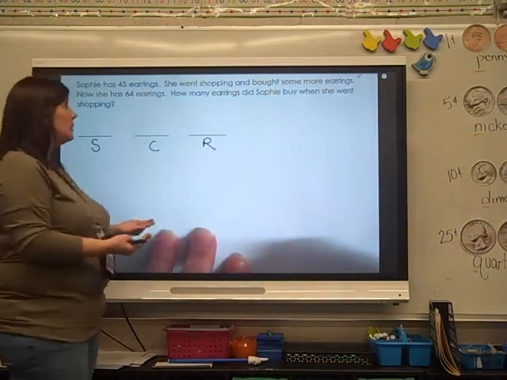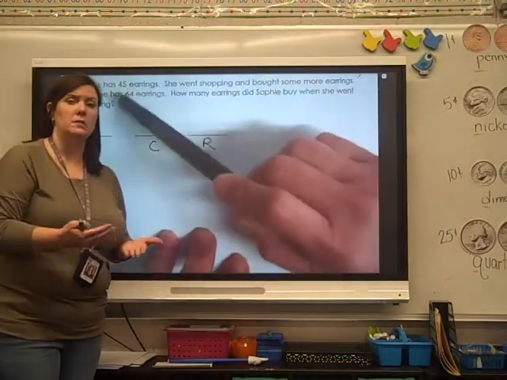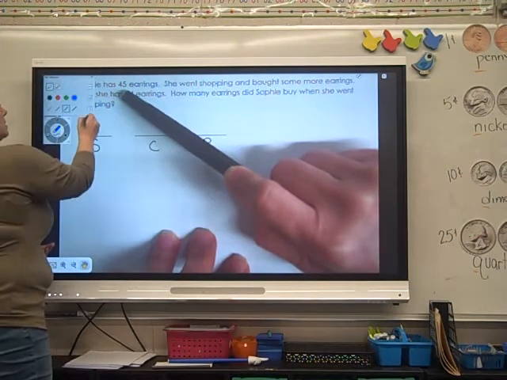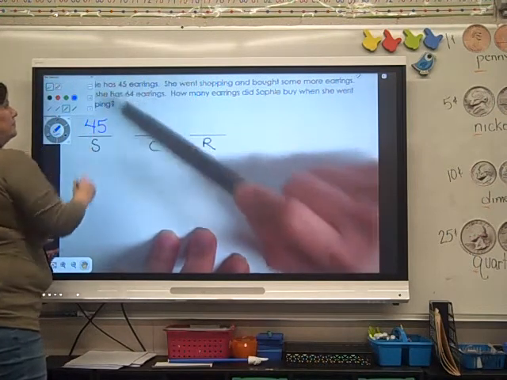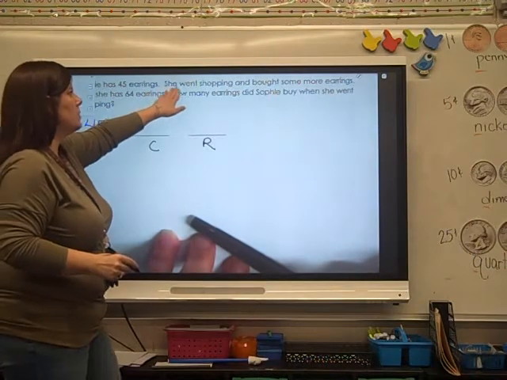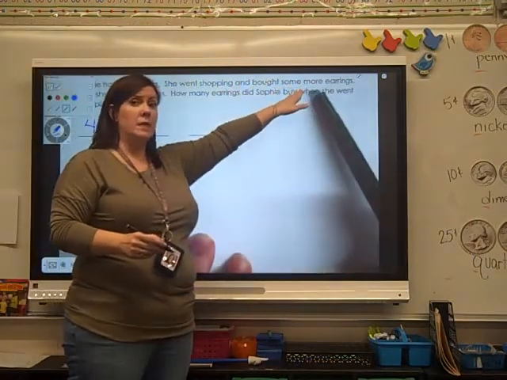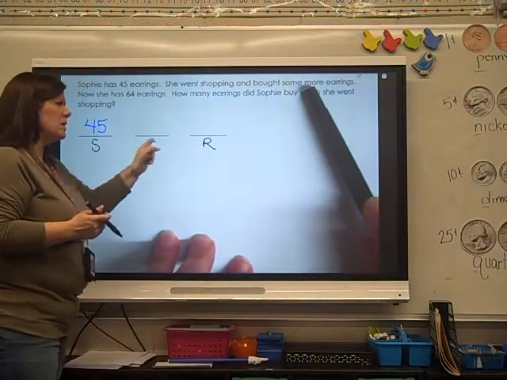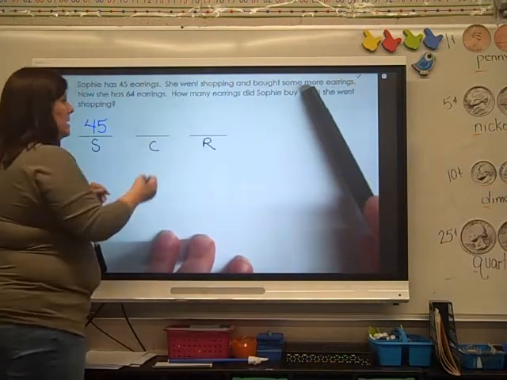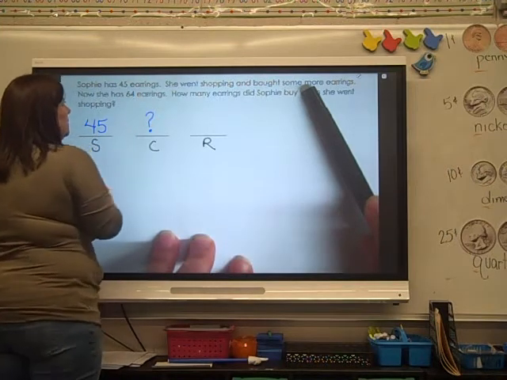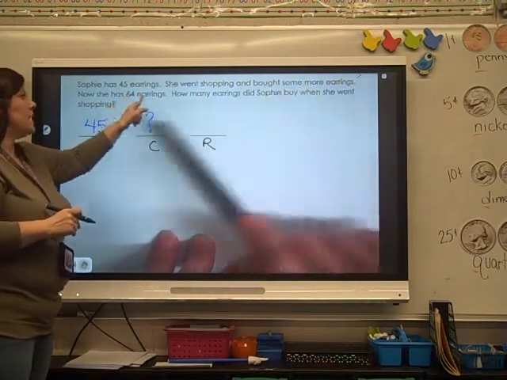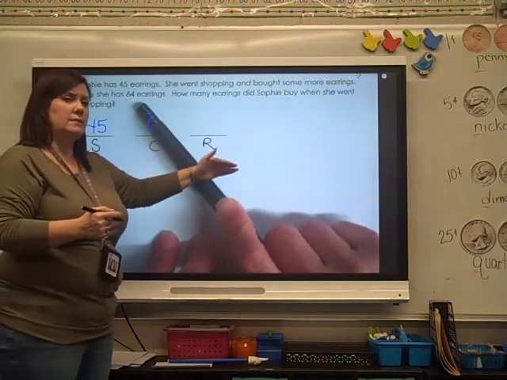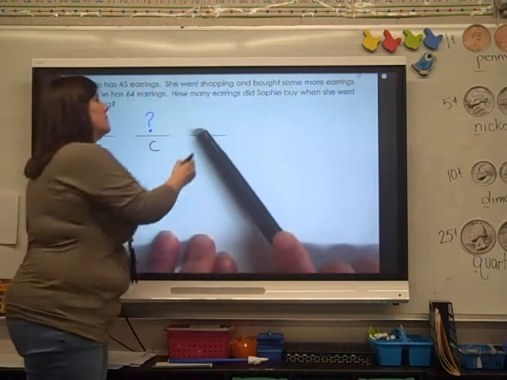Okay, so how many earrings does Sophie start with? That's right, she started with 45. Now look at this next sentence. She went shopping and bought some more. Some. So do we know what it changed by? No, we don't. All right. Now she has 64. So at the end of the story, the result is 64.